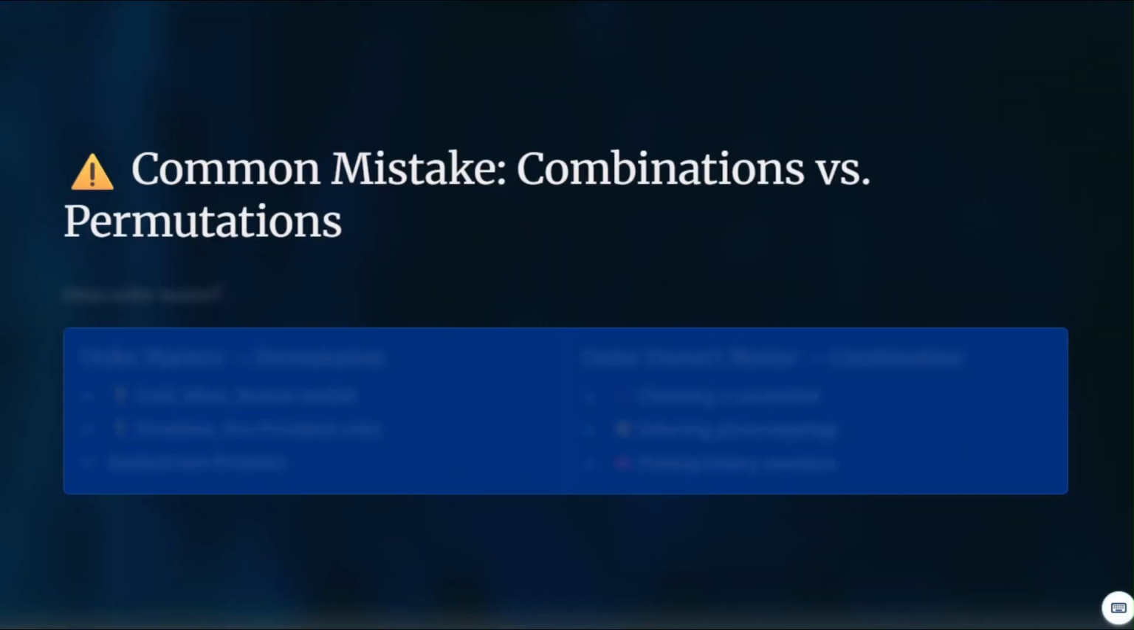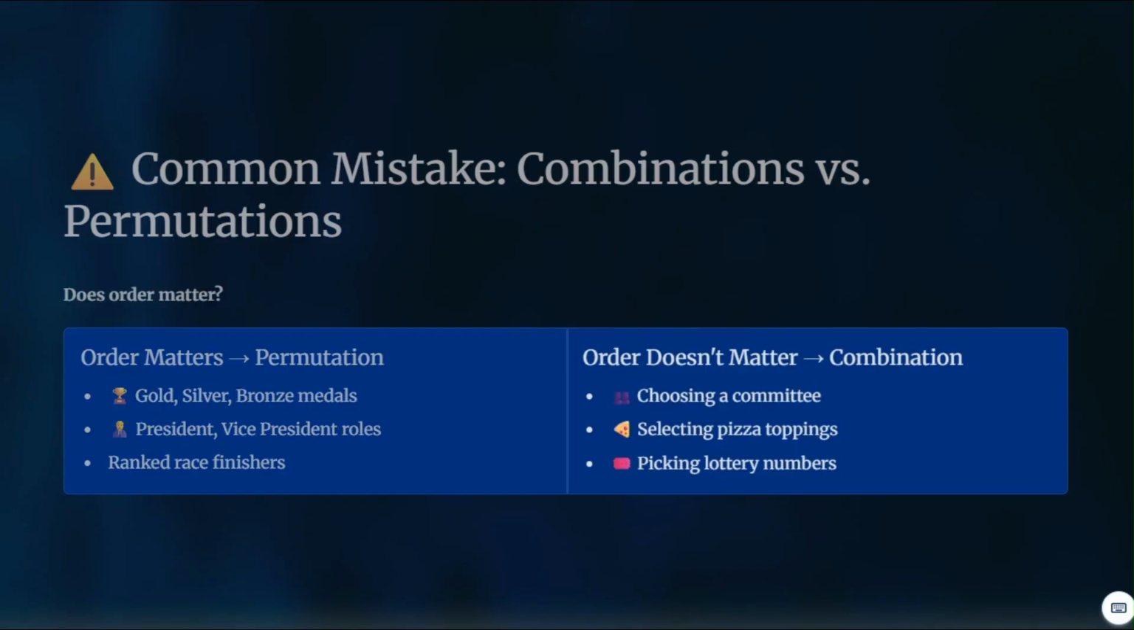Students often confuse permutations and combinations. Ask yourself one key question. Does order matter? If the answer is yes, you'll use permutation. And if the answer to that question is no, you'll use combination. Now that you've mastered the 4 core counting tools, you're ready for the most important skill. How do I know whether to use a permutation or a combination?